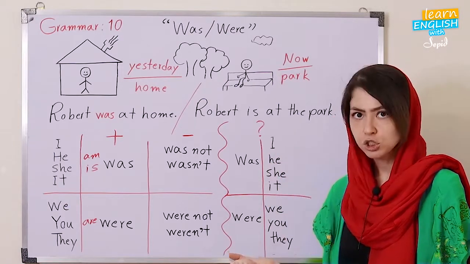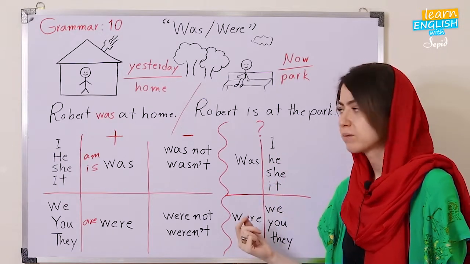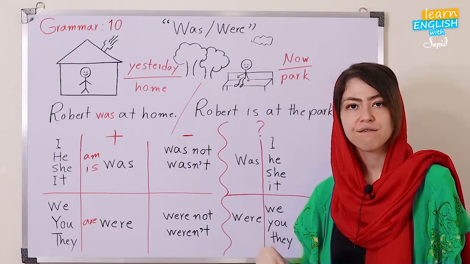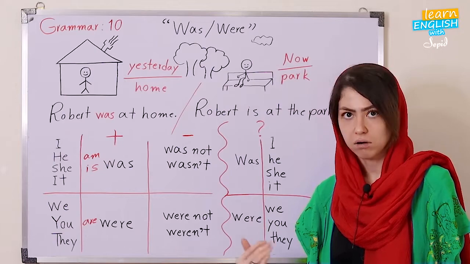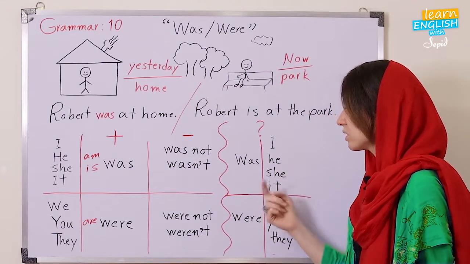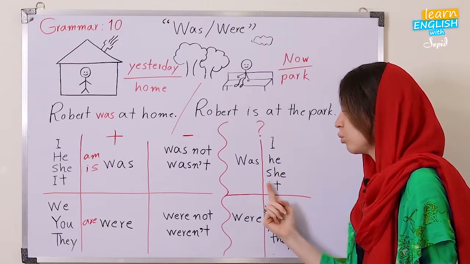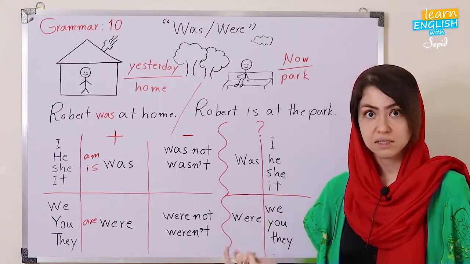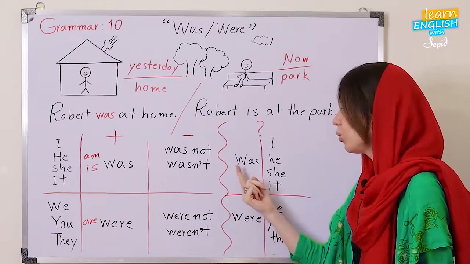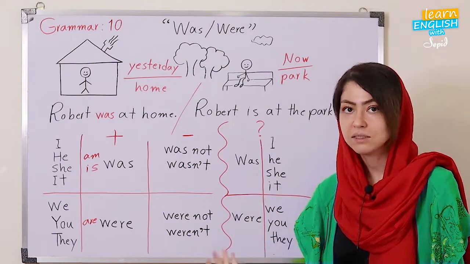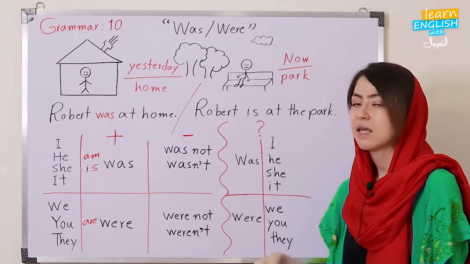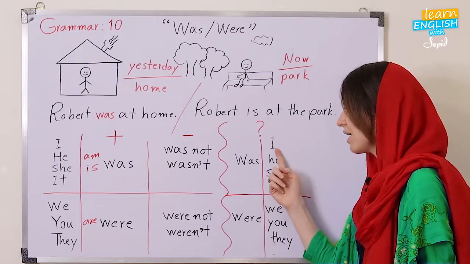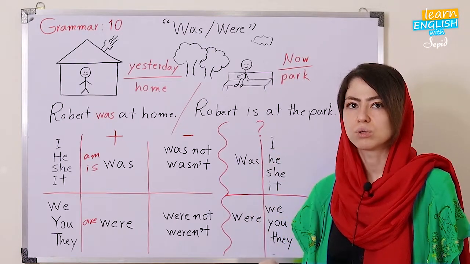So we should just swap the places of was and the subject pronouns, the same formula as am, is, are. So just remember: was I, was he, was she, was it. For instance, was it a good day? Was she kind? Was he angry? Like this. So was I is just rarely used.